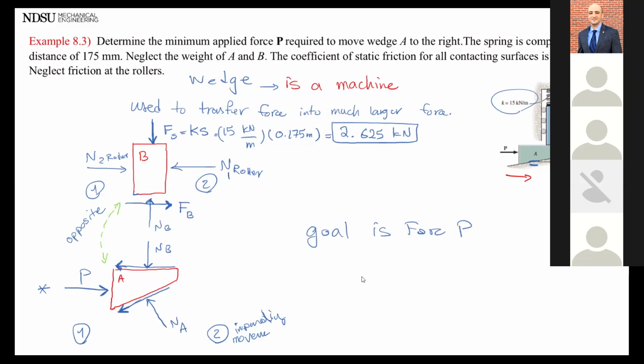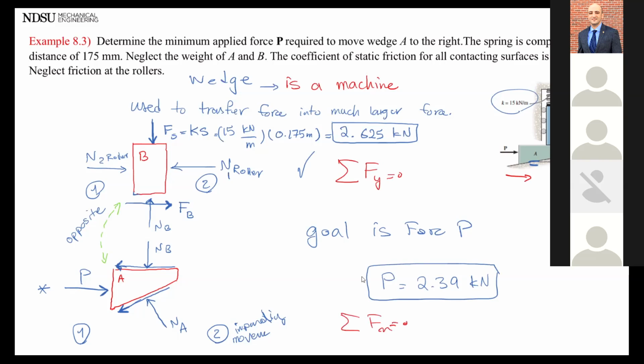And I'll give you the final answer to just kind of check, all right? But please do this one on your own and see if you can get P of 239 kilonewton. All you have to do is have a summation of forces in Fy equals 0. And then get down here and do probably just a summation of Fx equals 0 with frictions.